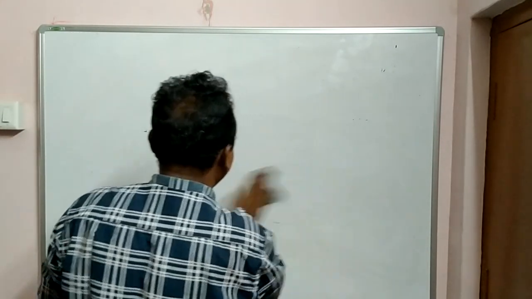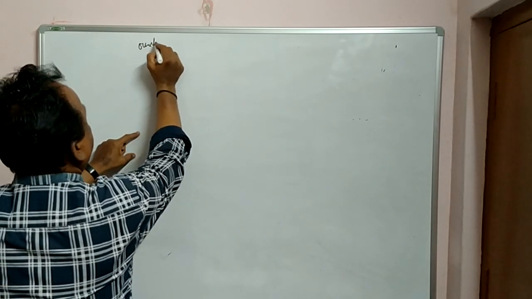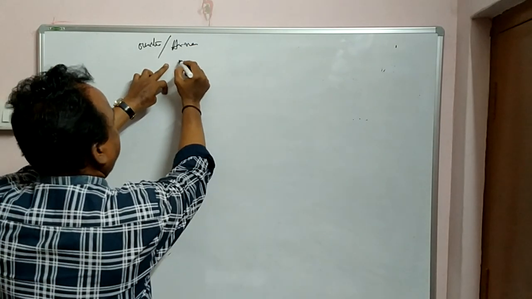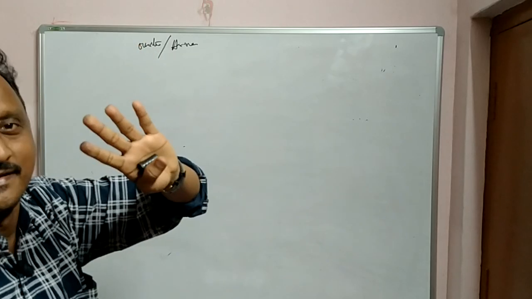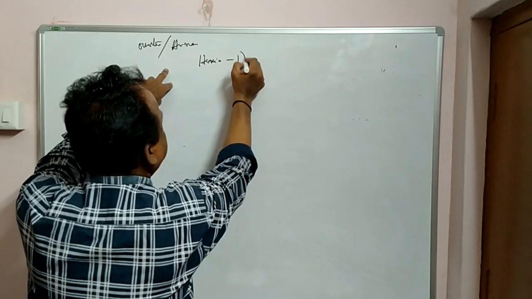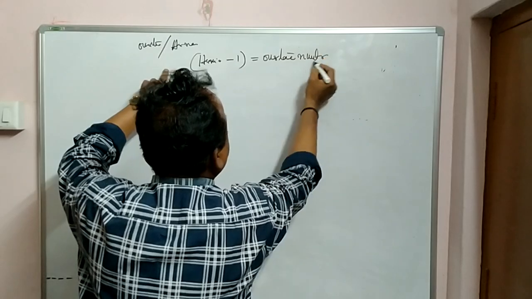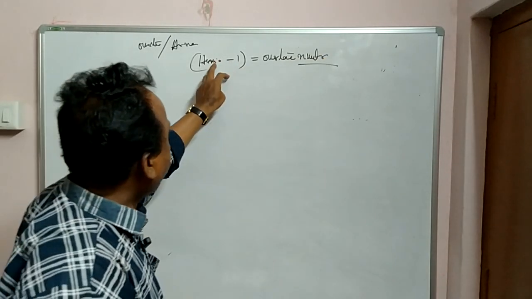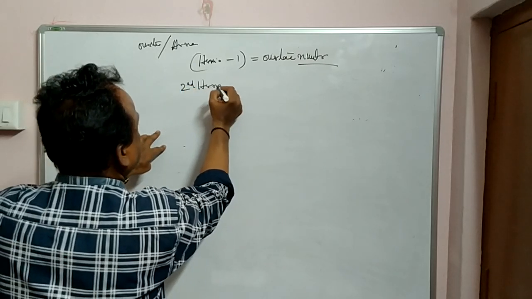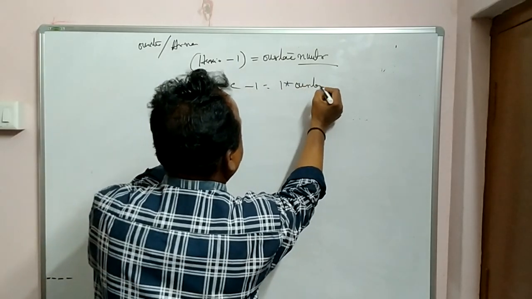Tell me the difference between harmonics and overtones. What is the difference between overtones and harmonics? In general, harmonic minus 1 is treated as the overtone number. For example, in general, say second harmonic, minus 1, this is called the first overtone.